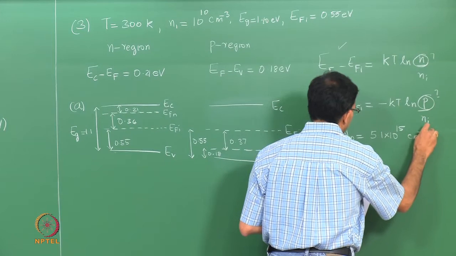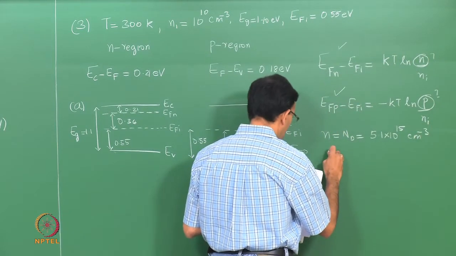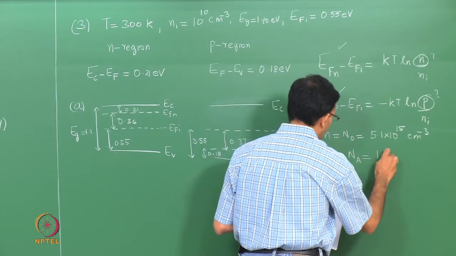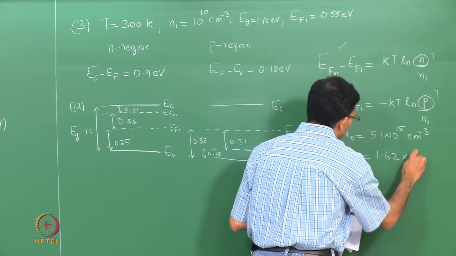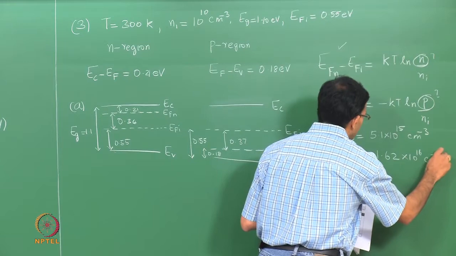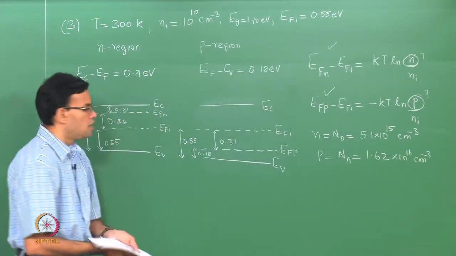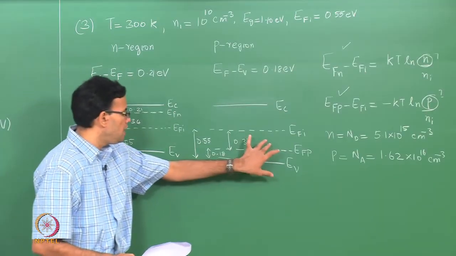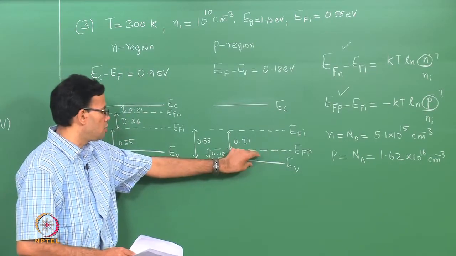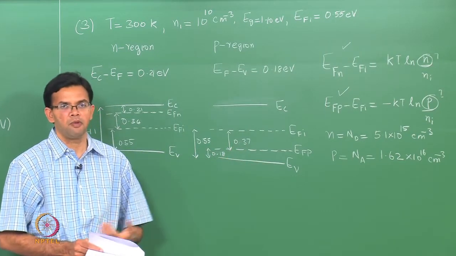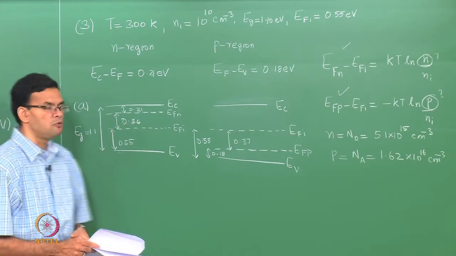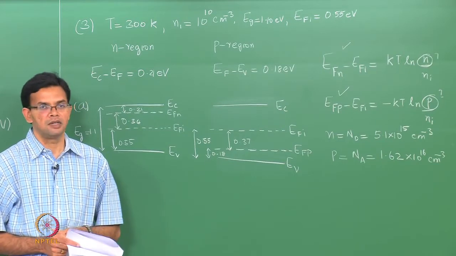times 10 to the 15 per centimeter cube. P is nothing but NA, is slightly higher, 1.62 times 10 to the 16 per centimeter cube. So, even without doing the numbers, we could have predicted that NA will be higher than ND simply because the Fermi level on the p side is closer to the valence band, it is only 0.18 compared to the Fermi level on the N side, which is 0.21 electron volts below the conduction band.